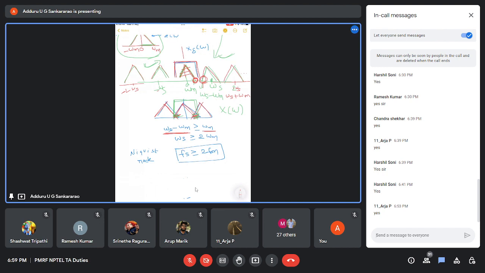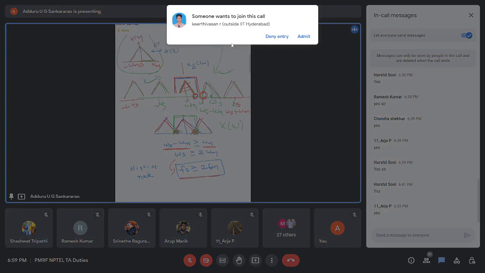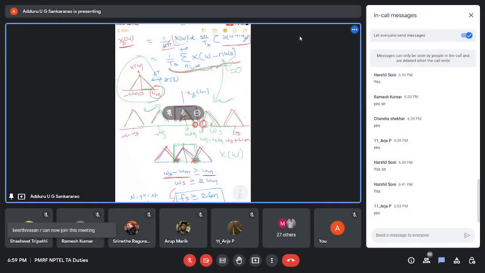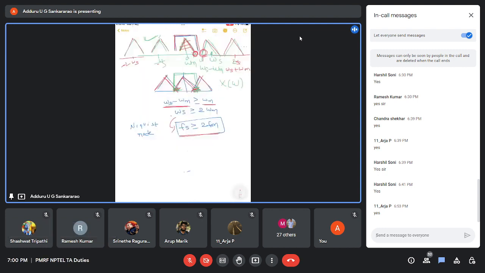This is the minimum frequency required to avoid aliasing. This is called the Nyquist criterion. If the maximum signal frequency is omega m or fm, then to avoid aliasing, the sampling frequency should be at least 2 times the maximum signal frequency, that is omega s greater than or equal to 2 omega m, or fs greater than or equal to 2 fm. This is the Nyquist rate.